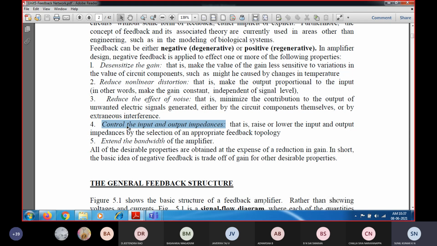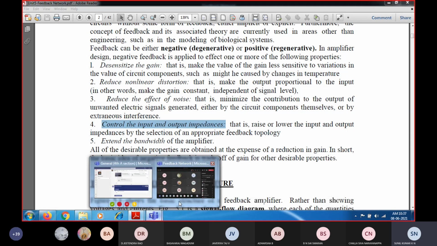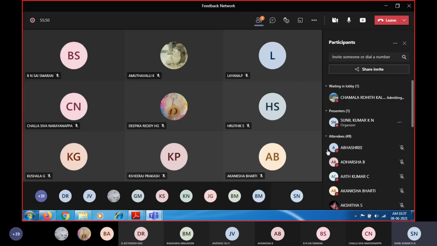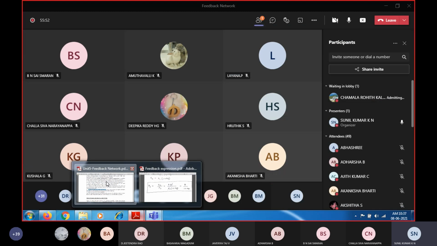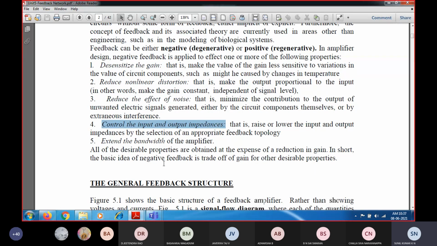So with this high input impedance, effectively all the input signal will be appearing across the input side of the amplifier without any loss. So that is the important requirement of higher input impedance.